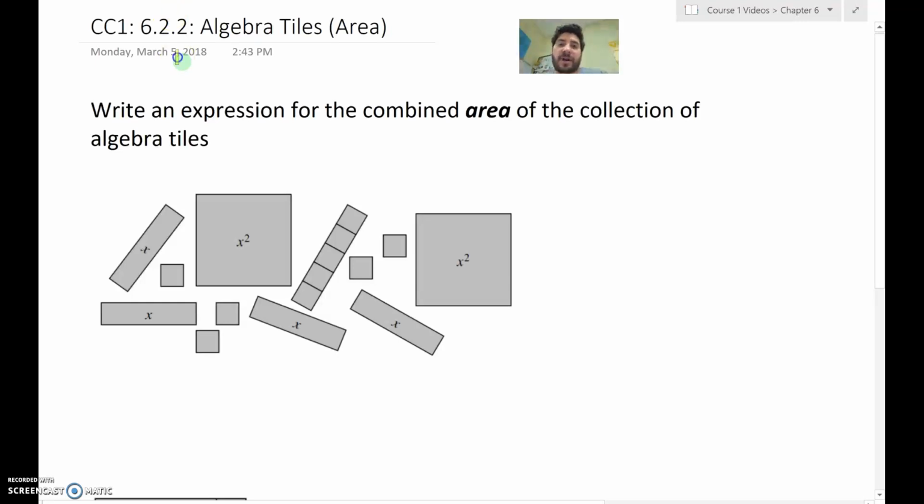All right, so we're going to do some stuff from classwork where we're looking at algebra tiles and we're looking at the areas of the algebra tiles. And if I want to find the combined area of all of the tiles here, well, we're just going to add all of these areas together because that's how many total square units we have.